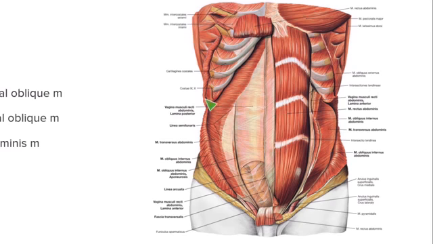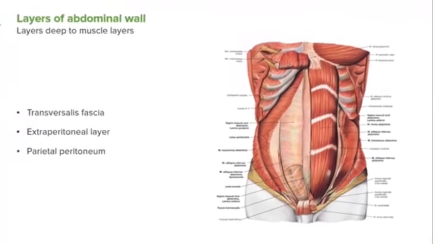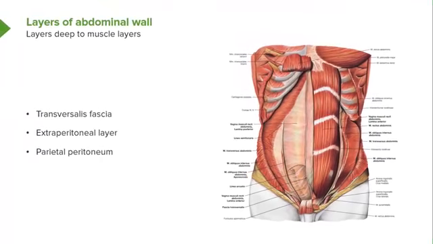Over here on the other side, we can still see those same components, external abdominal oblique. This is the internal abdominal oblique being reflected laterally. And then running deep to that is the transversus abdominis. Layers deep to the muscle layers include the transversalis fascia, the extraperitoneal layer, as well as the parietal peritoneum.